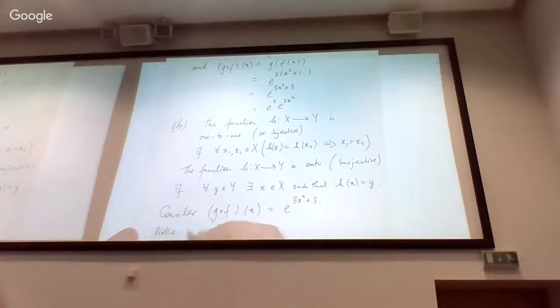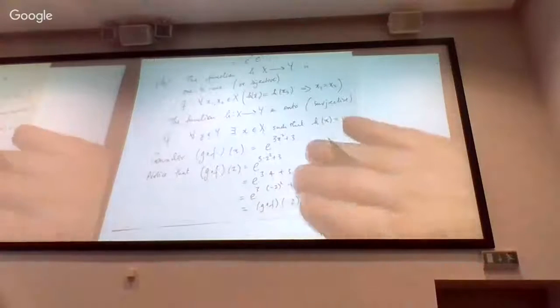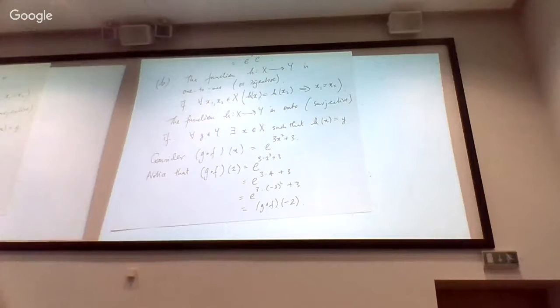Notice that if you take g after f on 2, that's e to the 3 times 2 squared plus 3, e to the 3 times 4 plus 3. But of course, that equally well can be written as 3 times the square of minus 2 plus 3, which is, of course, g after f applied to minus 2. So there are two distinct elements, 2 and minus 2, that both get sent to the same value, e to the power of 15.